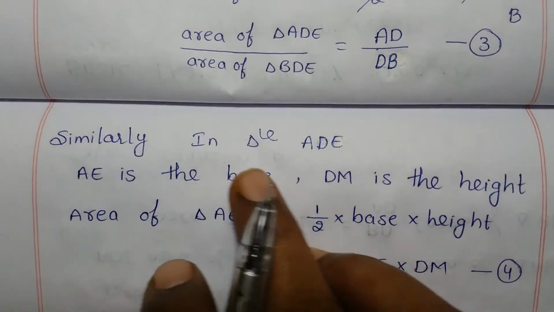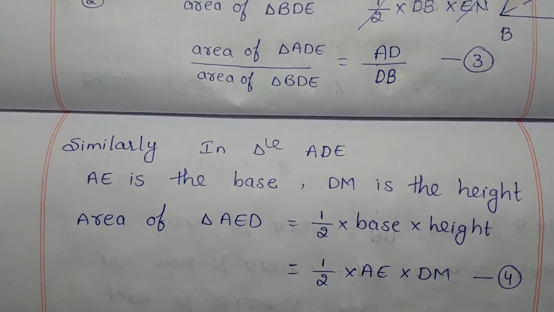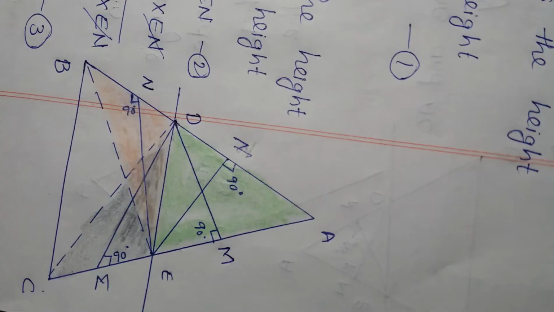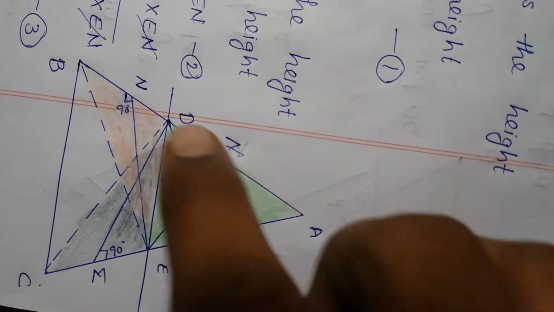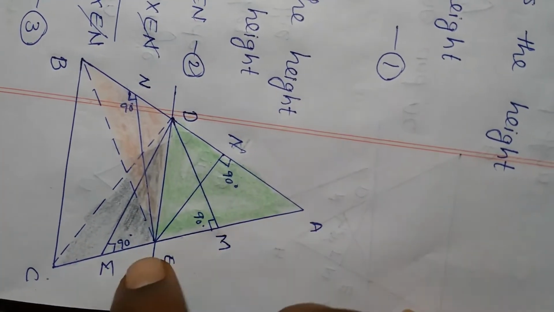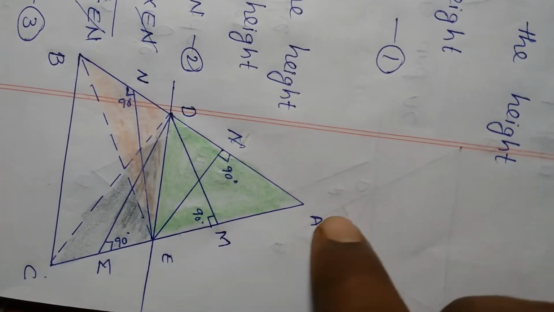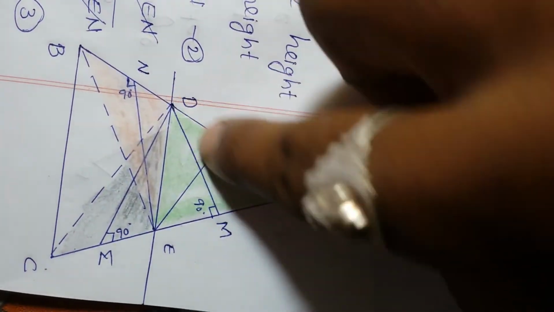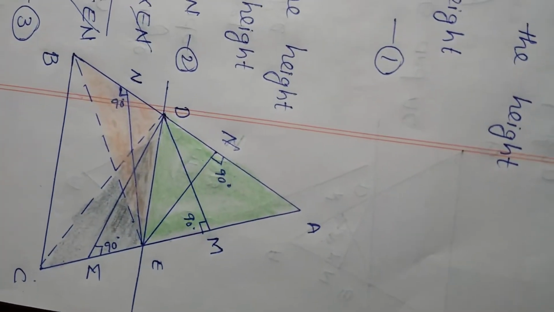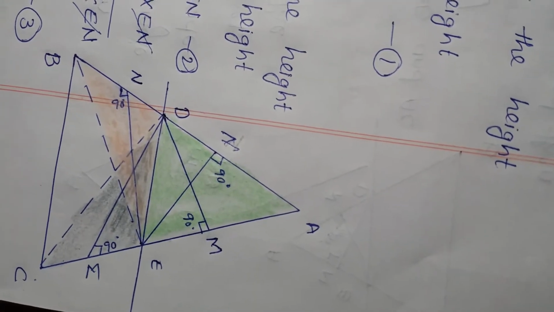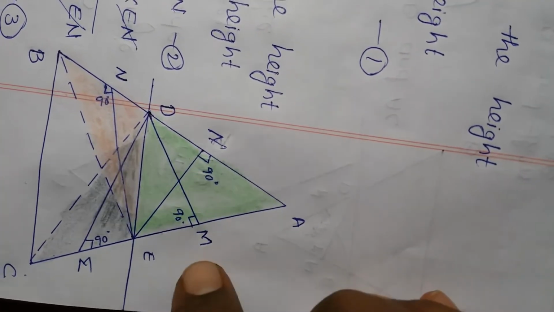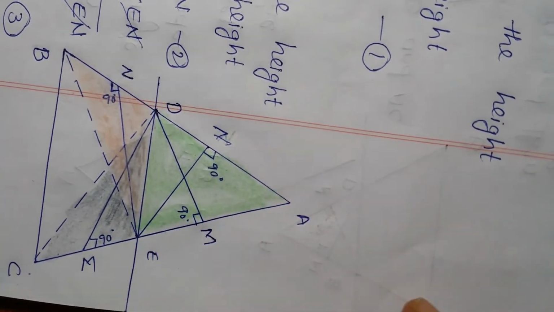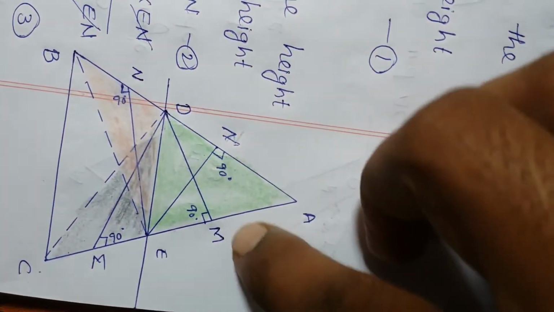Similarly, in triangle ADE, from the other side, we are seeing this is the base now. So AE is the base. Now DM is the height for this triangle. So we will calculate the same area of the triangle. Area of a triangle is nothing but half base into height. Here the base is AE, height is DM.